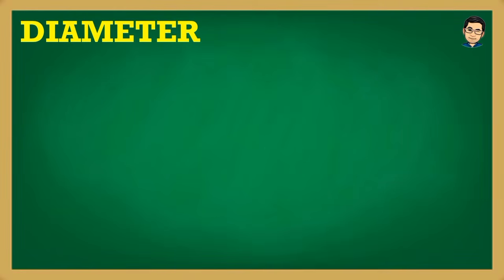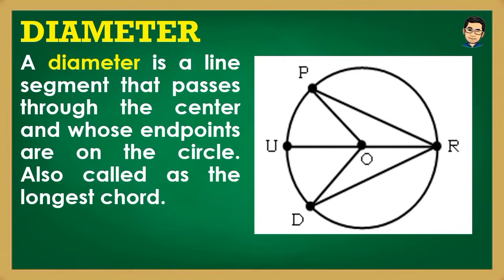Next part will be diameter. So a diameter is a line segment that passes through the center and whose endpoints are on the circle. It is also considered as the longest chord. So the difference between radius and diameter is diameter is longer than radius, of course. Kasi yung diameter, hinahati niya po sa dalawa yung circle. So, yung sukat po ng radius ay dodoblihin para makuha yung sukat ng diameter. On the other hand, kalahati ng sukat ng diameter ang sukat ng radius.